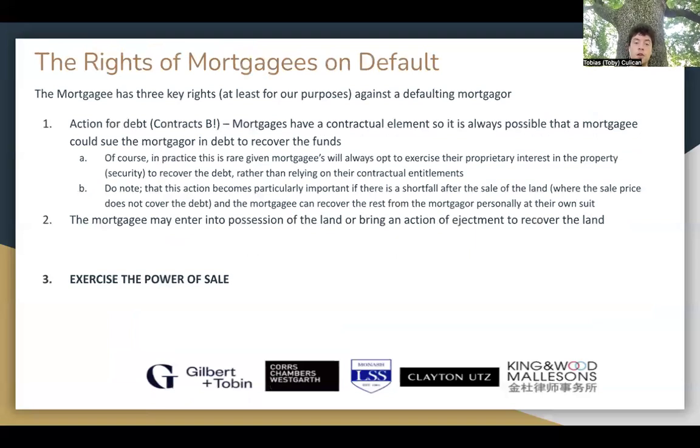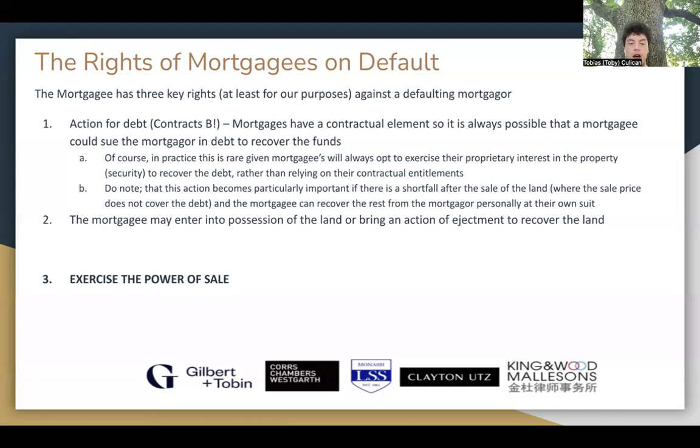The rights of mortgagees on default. I'll run through these very quickly. The mortgagee has 3 key rights, at least for our purposes. I'm sure there's more out there, against the defaulting mortgagor. Action for debt, that's what they can do.